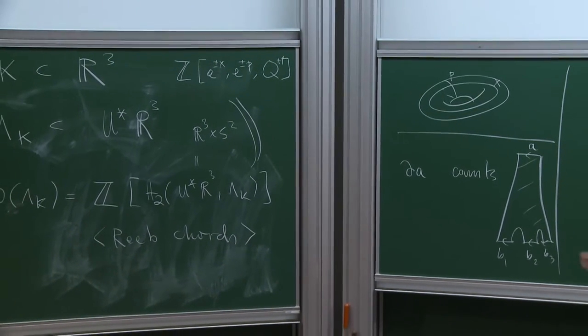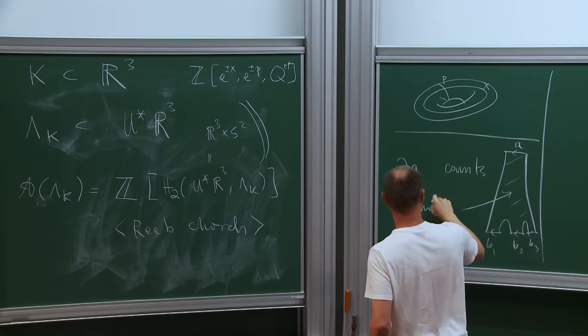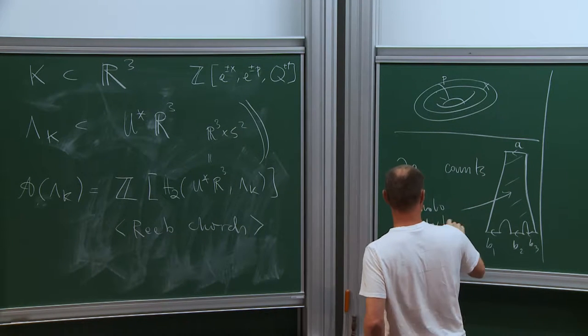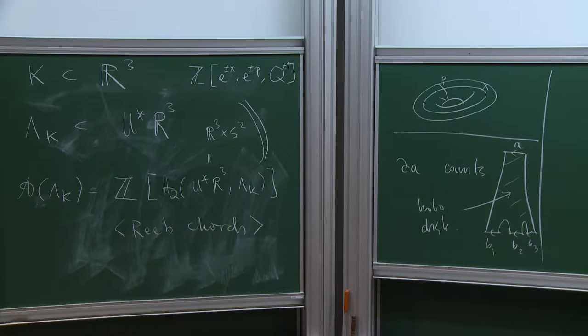Right. So basically this is a holomorphic disk with punctures, one positive, several negatives. And so basically the first goal today is to tell you how one could actually count in this setup such disks.